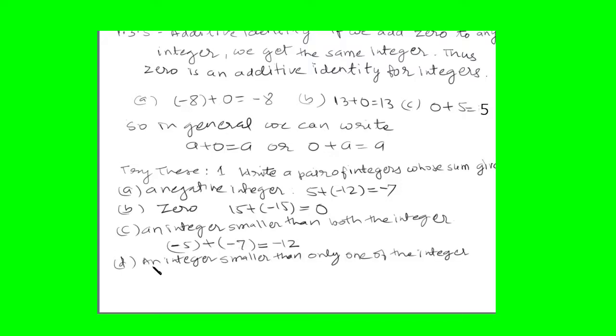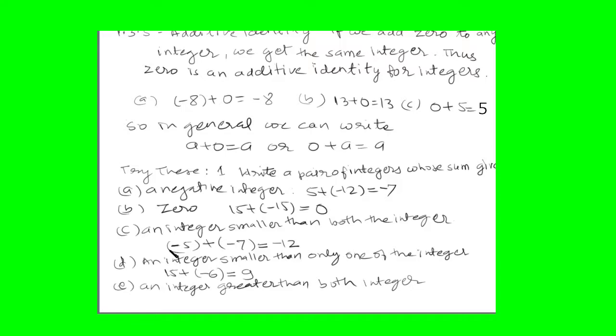Part D, an integer smaller than only one of the integers. So our example is 15 plus minus 6 equal to 9. So if we add two integers 15 and minus 6, we get 9, and 9 is smaller than only one integer, which is 15.